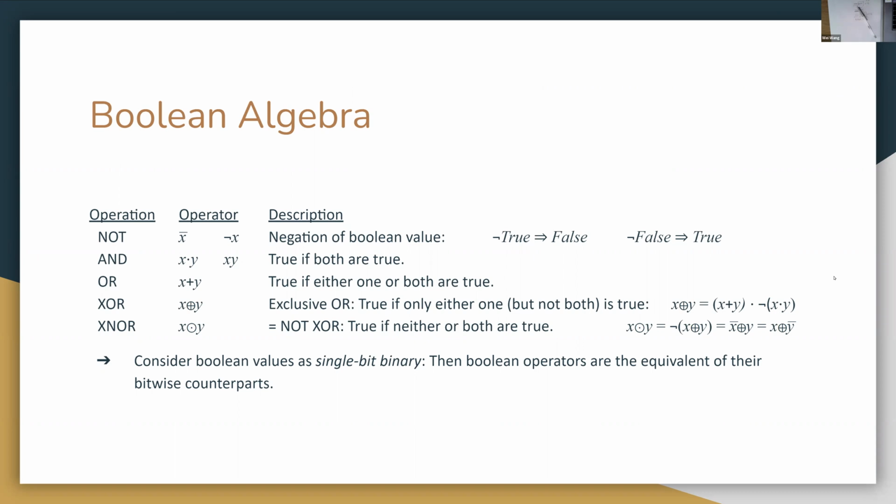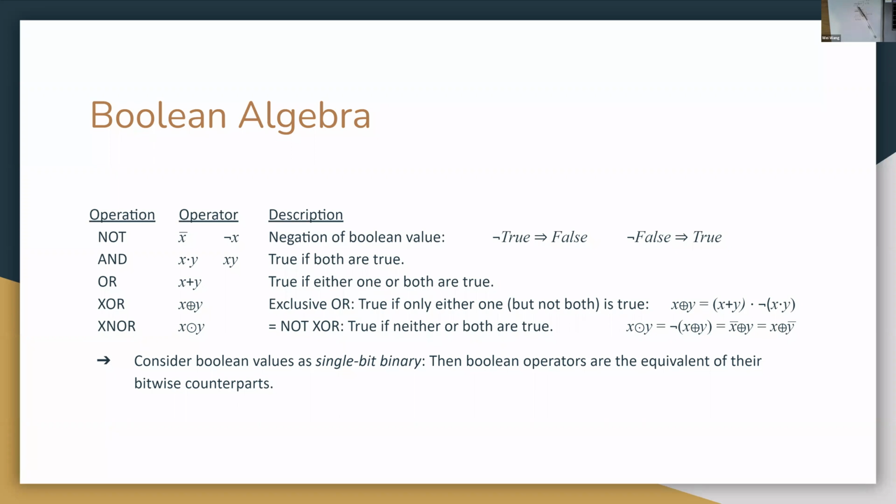Right. So again, this is how they're written, right? Not, and, or. Again, these kind of look like multiplication, and OR looks like addition, and XOR, XNOR, and that's their equivalent expression, right?